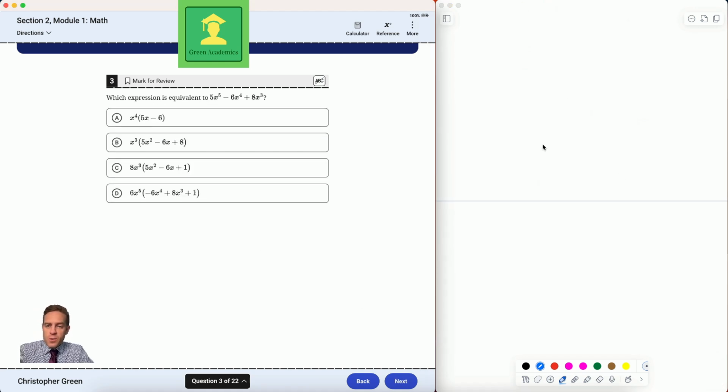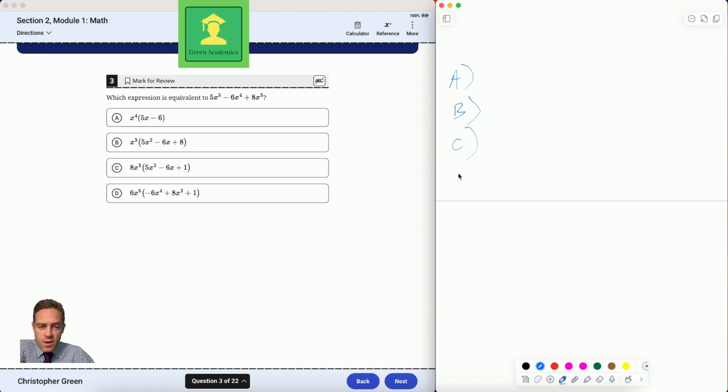Which expression is equivalent to that? So I would just do these by doing the distribution and writing them out one at a time. For example, A as an apple would become 5x to the 5th minus 6x to the 4th, but it doesn't have the last term, so it's not that, okay? Then B as in boy is 5x to the 5th minus 6x to the 4th plus 8x to the 3rd. Yes, that's the answer.